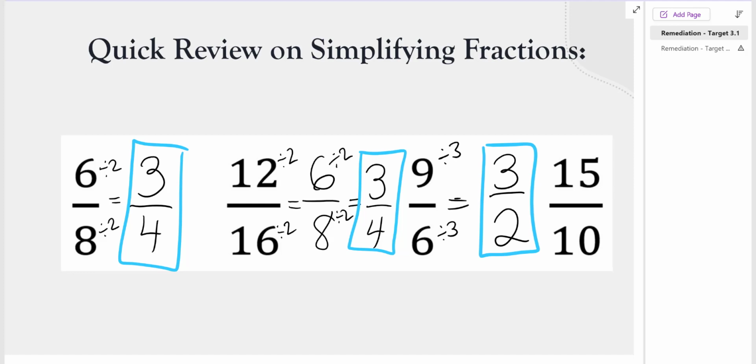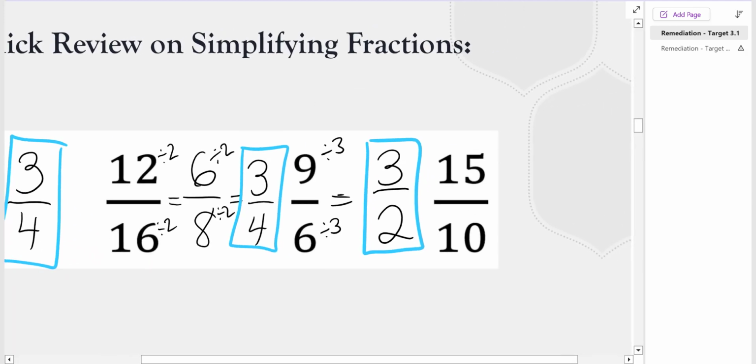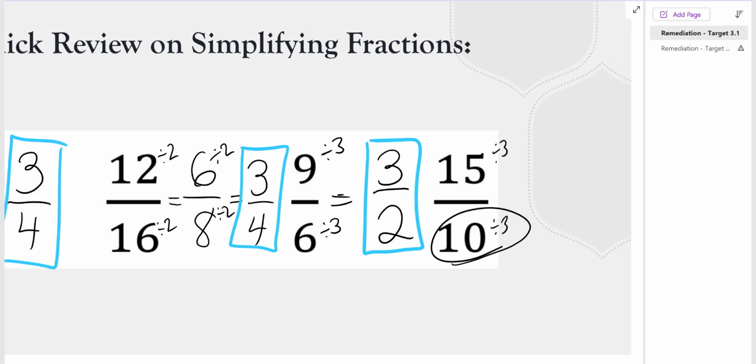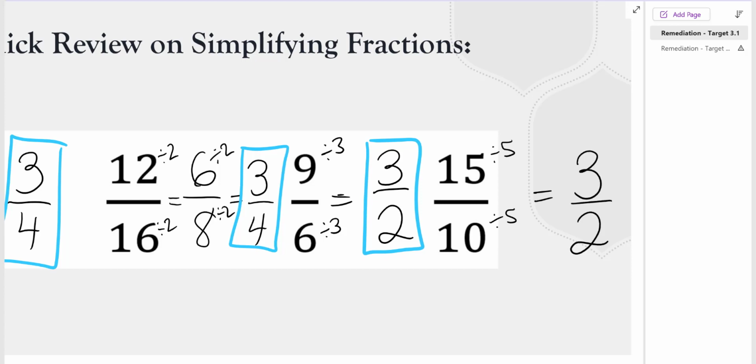Okay? And then our last example is 15 over 10. You can't do half because 15 is an odd number. And then also you can't divide by 3, since 10 divided by 3, you can't. Okay, so when you have numbers that end in a 5 or end in a 0, you know that you can divide by 5. So 15 divided by 5 is 3, and 10 divided by 5 is 2. And that is your simplified fraction.